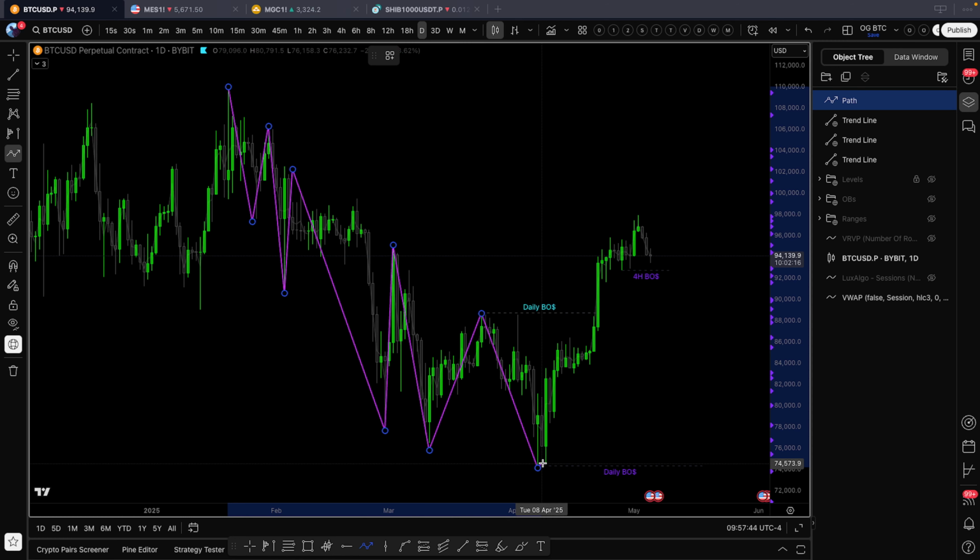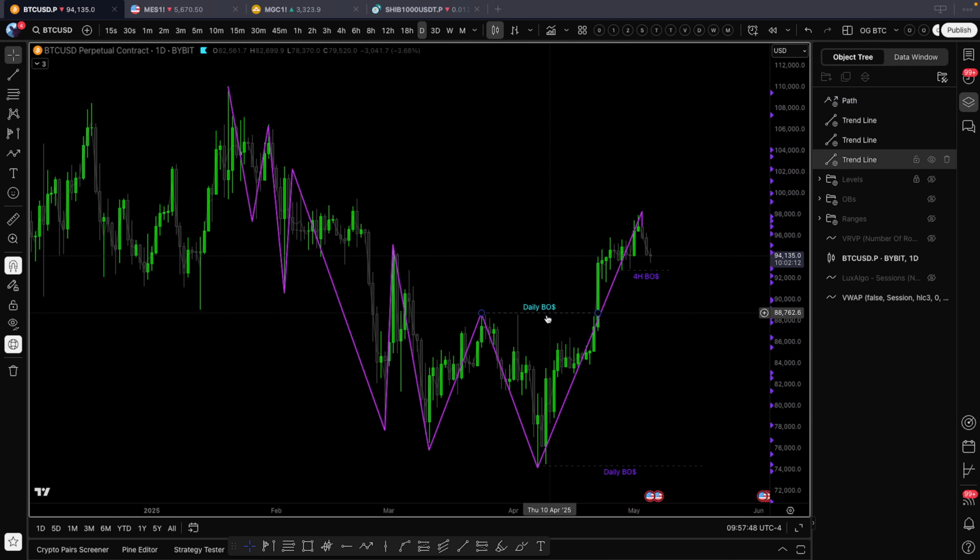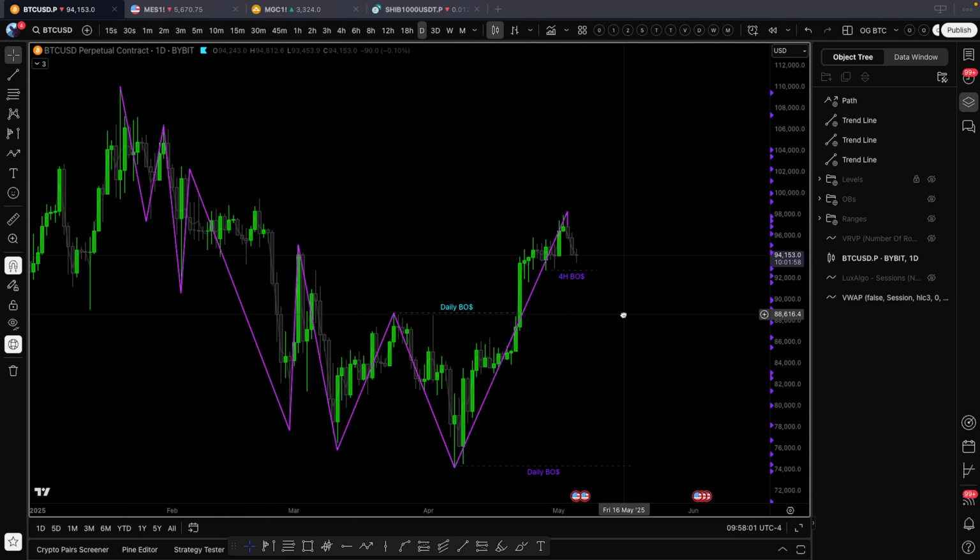And we can see after this low put in, we have broken this daily structure. This high was broken, so now we have that daily BOS, and now we are looking for a pullback. Every time we have a strong break of structure, we're going to look for a pullback in to mitigate this demand here. And we can find refined setups inside this demand.